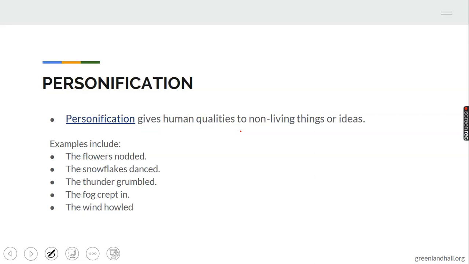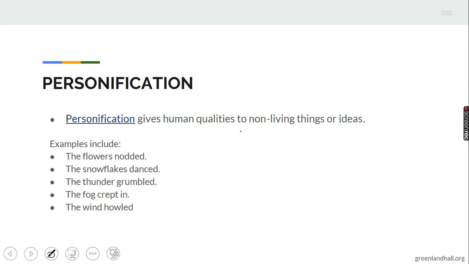Then we have personification. In personification, you give the attributes of humans to non-living things. Personification gives human quality to non-living things or ideas. That is, non-living things take up the actions of humans. The flower nodded. How can a flower nod? You can only see it in action, but on a good day, a flower cannot nod. That's when it is dangling.